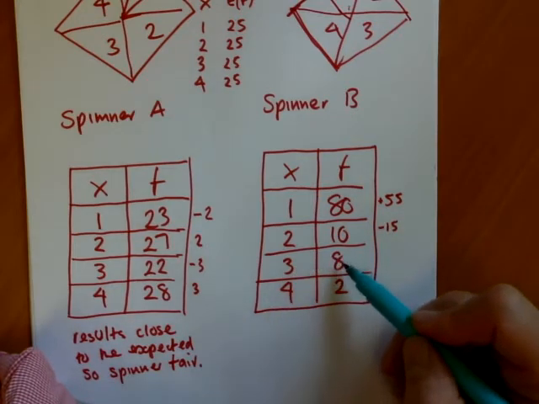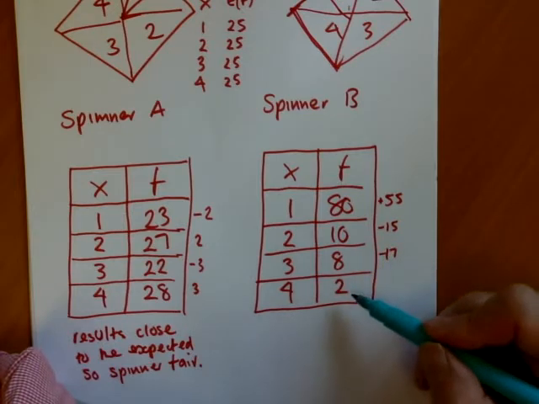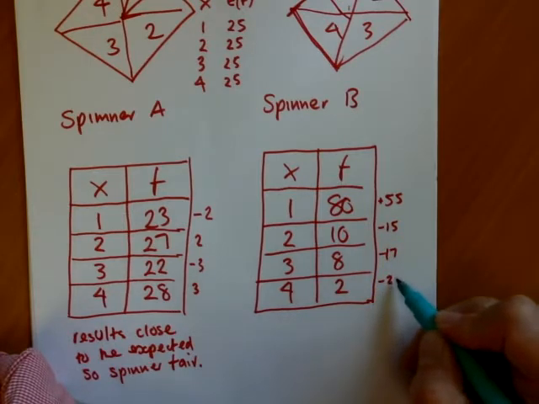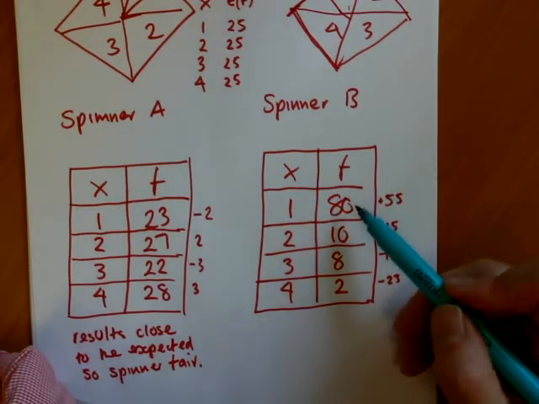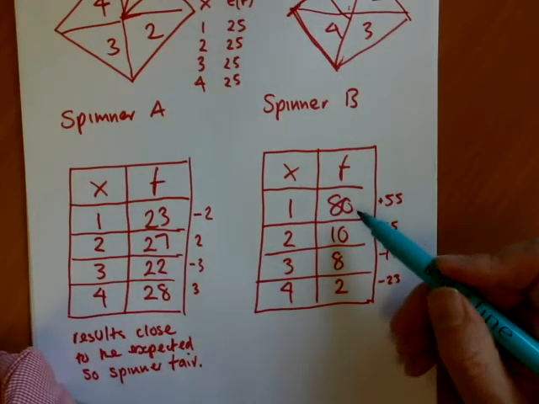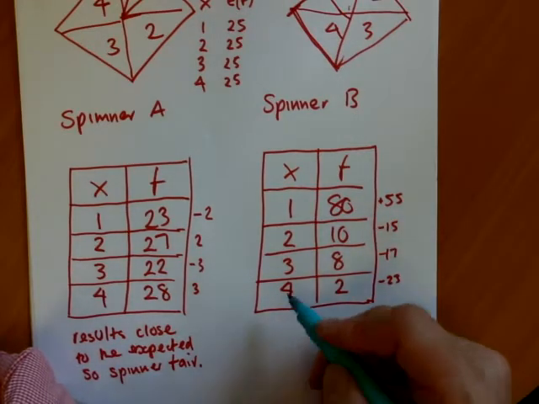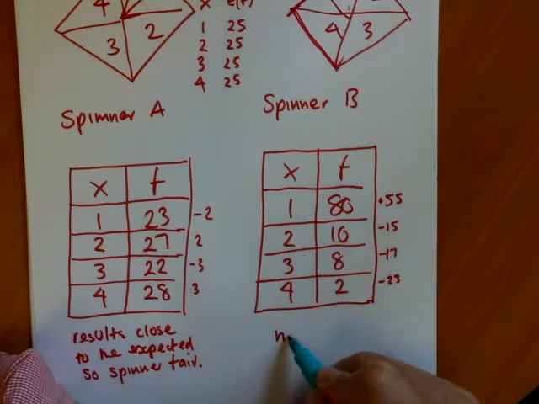The 3 has only occurred 8 times. That's 17 less than expected. And the 4 is 23 less than expected. So really there's definitely bias here towards the 1. The 1's coming up 80 out of 100 times or 8 out of 10. So this spinner, in terms of each number having an equal chance of being selected, is not fair.